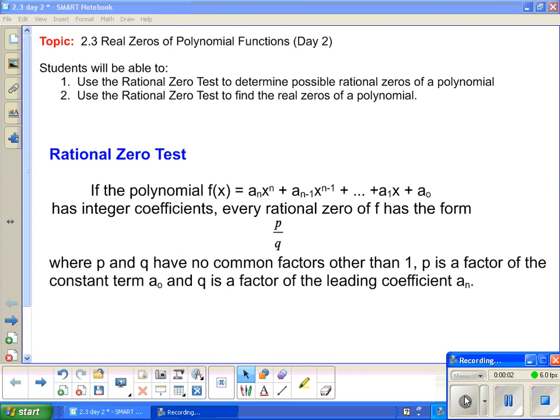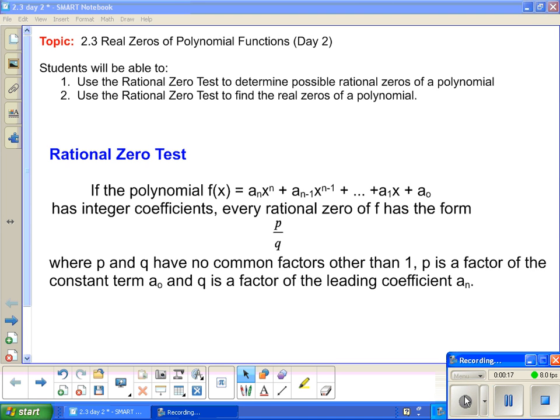Today's topic, 2.3 real zeros of polynomial functions, the second day. We're going to be able to determine the possible rational zeros. If you're not given one, we can figure out what the possible ones could be. Again, they're just the possibles.